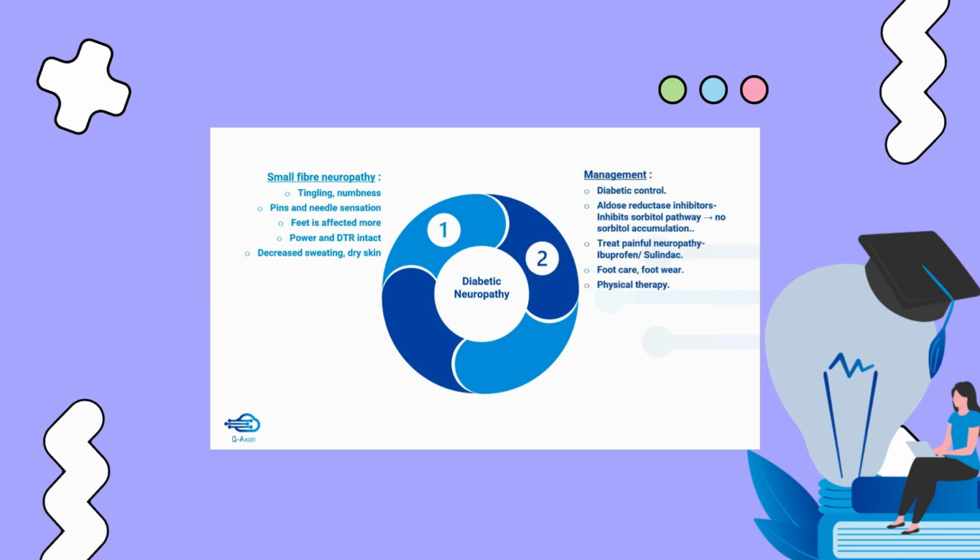Now, what is the management of this case? Well, obviously, first is that diabetes should be controlled. Then it is the use of aldose reductase inhibitors. You see, this small fiber neuropathy happens due to accumulation of sorbitol in the nerves, and it cannot cross the cell membrane, rather there is entering of water and damage to the cell membrane. So these aldose reductase inhibitors inhibit the sorbitol pathway and hence they decrease the accumulation of sorbitol.